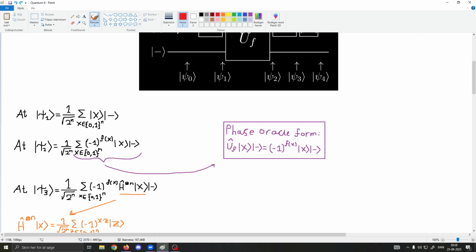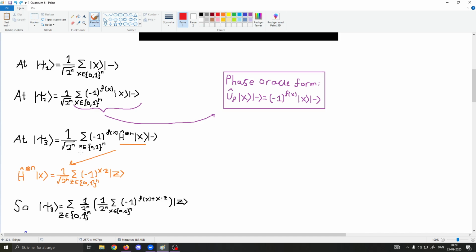Now, basically what the phase oracle form said was that if you have a unitary transformation, or a unitary operation of this form, where you have a variable for this ket, and you have the minus state for this ket, then you could express the unitary transformation as a -1 to the power of the function's value. So if we do that, we get this expression that we're seeing right here.